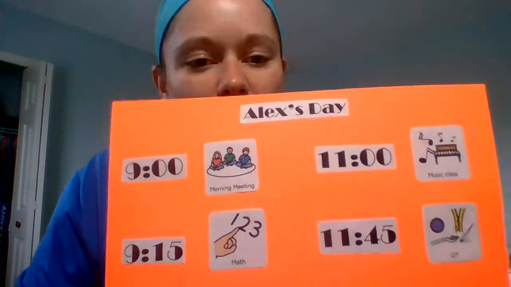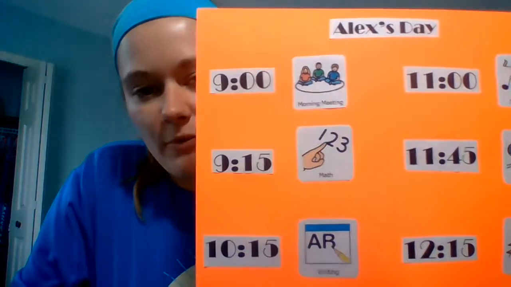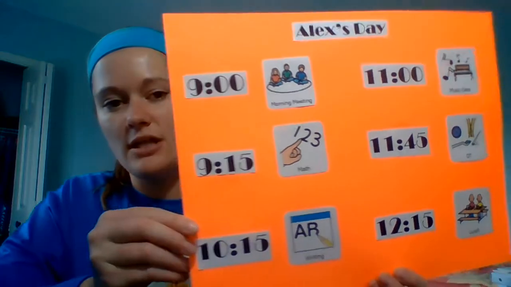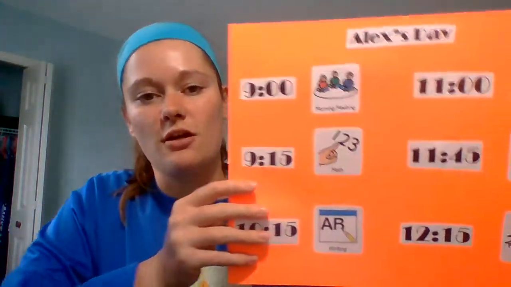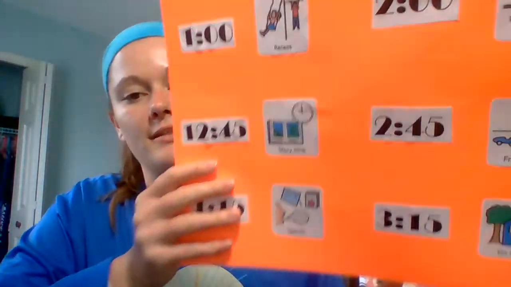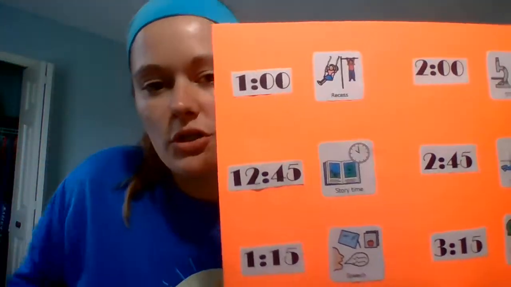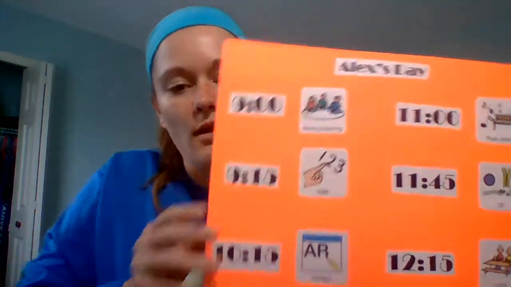Next up is my macro schedule, my daily whole day schedule. I made this for Alex. Alex would probably be a younger elementary age child. I broke this down into 2 sides. This is side 1 and then side 2. The first side is all about the morning, and the second side is all about the afternoon. So it breaks Alex's day down into 2 parts.